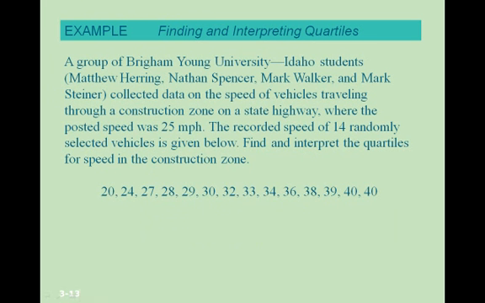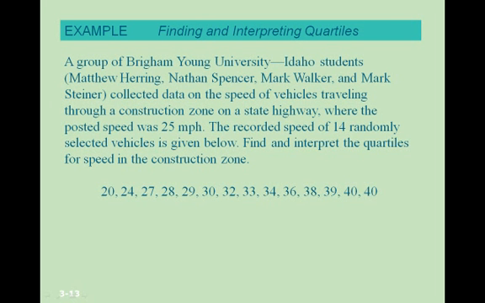So let's look at an example. Here, a group of Brigham Young University, Idaho students collected data on the speed of vehicles traveling through a construction zone on a state highway, where the posted speed was 25 miles per hour. The recorded speed of 14 randomly selected vehicles is given below. We want to find and interpret the quartiles for speed in the construction zone.